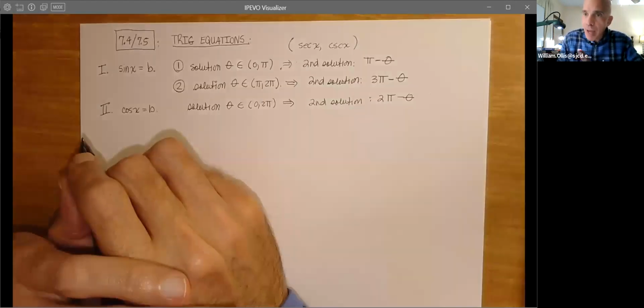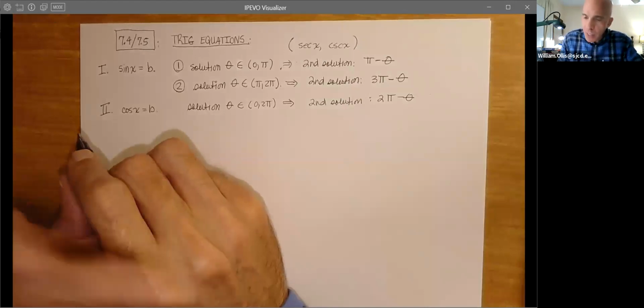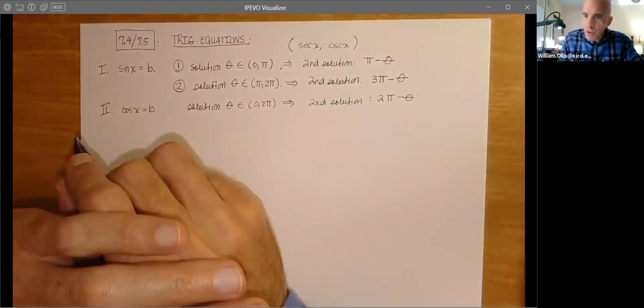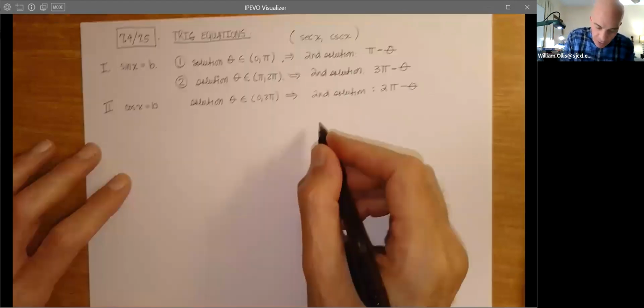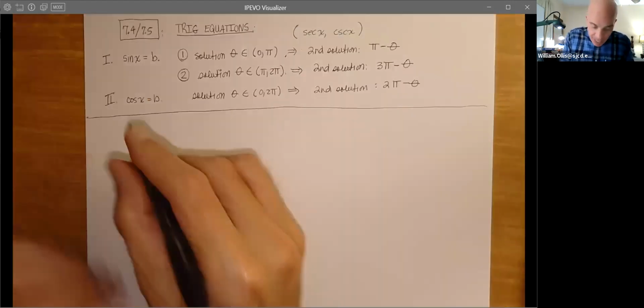So again, they also have the standard period 2 pi. Tangent, cotangent are our friends. They don't present any problem to us, very easy. So that's just a reminder of where we've been. So now let's look at some examples.